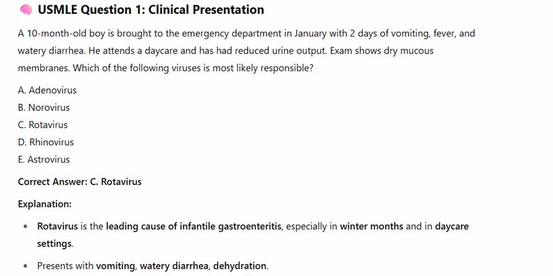A. Adenovirus. B. Norovirus. C. Rotavirus. D. Rhinovirus. E. Astrovirus. Correct answer: C. Explanation. Rotavirus is the leading cause of infantile gastroenteritis, especially in winter months and in daycare settings. Presents with vomiting, watery diarrhea, dehydration.